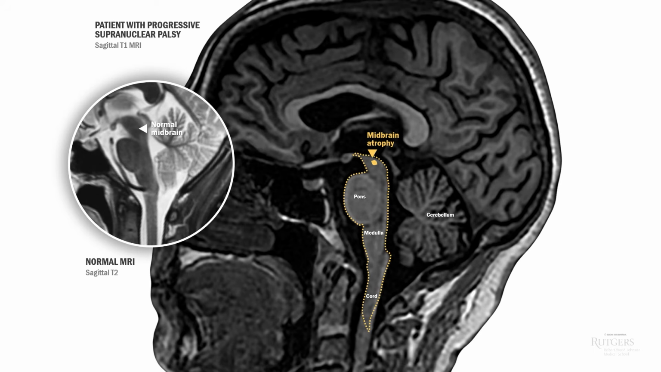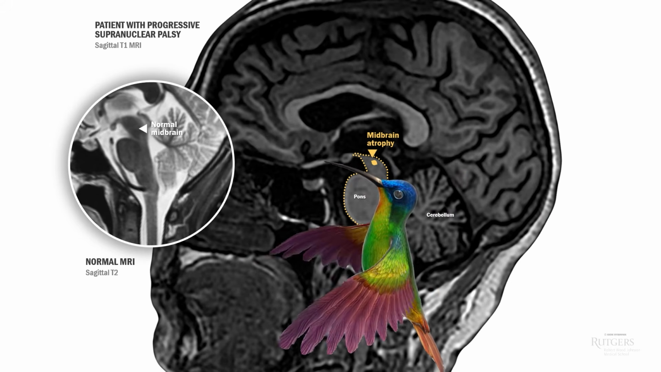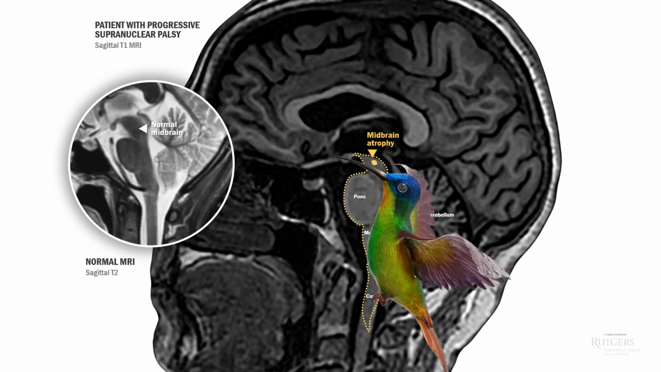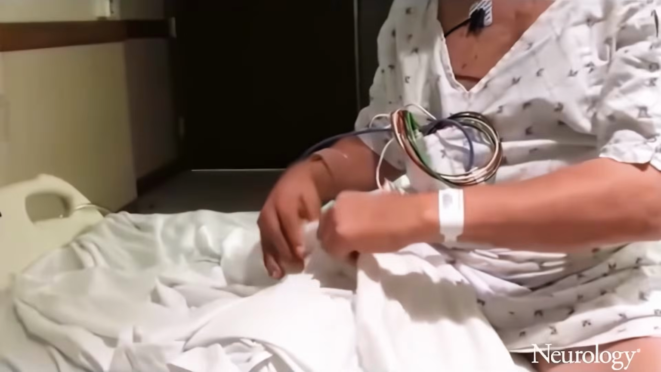Degenerating brainstem looks like a hummingbird. Midbrain is the head of the bird. So this radiological sign is aptly named the hummingbird sign. Here's another example. What's happening here?